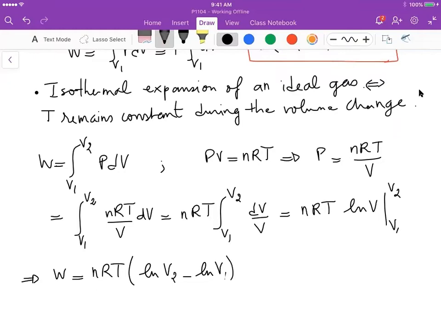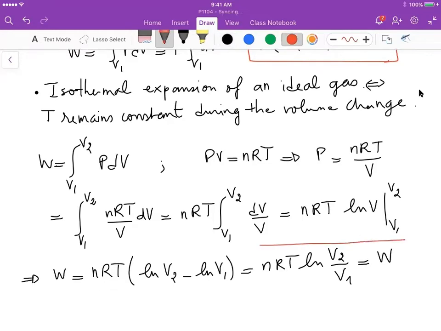And if you have a look at the properties of the ln function, you end up with nRT times ln V2 minus ln V1, which can be written as ln V2 over V1. So this would be the work done by an ideal gas during an isothermal expansion. Given that here, in this case, we wrote down the work as a function of the volumes.